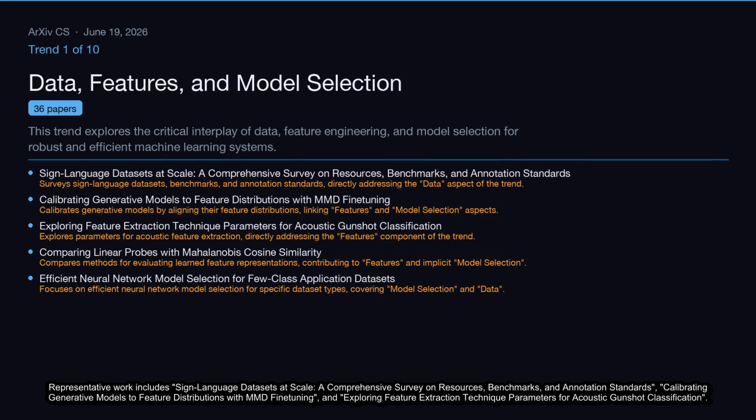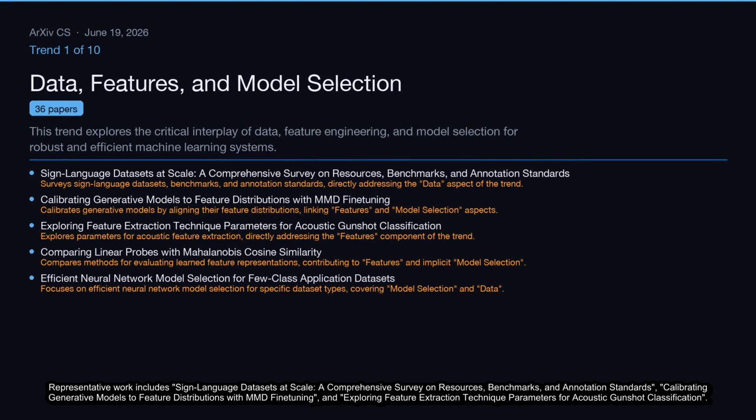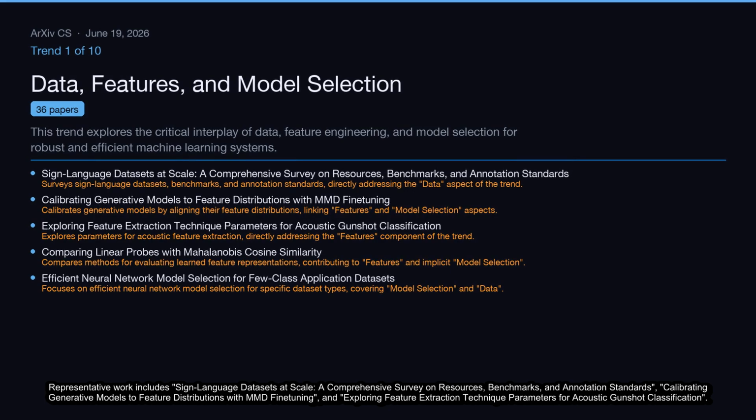Representative work includes sign language datasets at scale, a comprehensive survey on resources, benchmarks, and annotation standards, calibrating generative models to feature distributions with MMD fine-tuning, and exploring feature extraction technique parameters for acoustic gunshot classification.